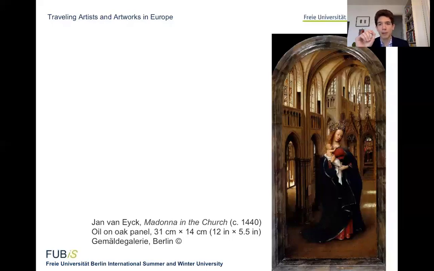This incredibly detailed description of the figure of the Virgin Mary with the child, of the interior of this church, of the different sources of light, was made possible by one of the greatest, let's say, technical discoveries of 15th century Netherlandish art. And this is, of course, oil painting.